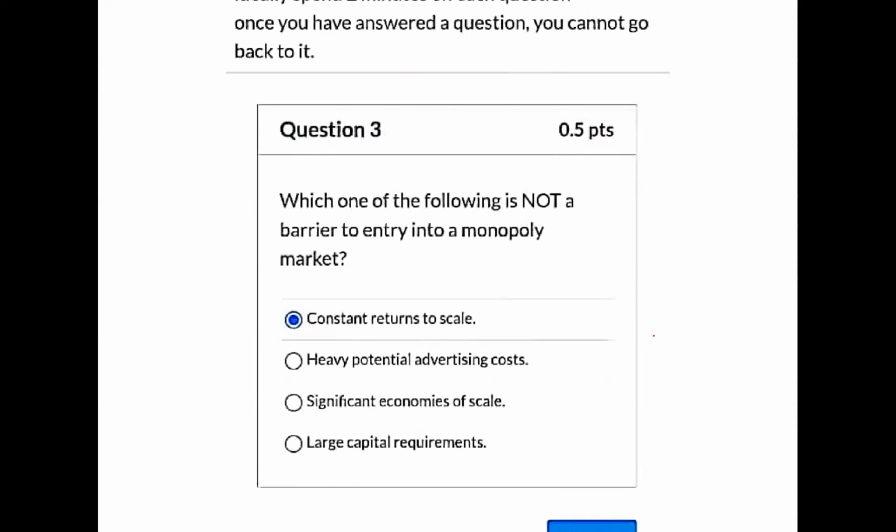Okay. So there are benefits that come when firms grow, as a result of economies of scale. Like once they have grown, they no longer need to advertise because there is some brand loyalty sometimes. It's very difficult for young firms to compete. Therefore, constant returns to scale is not a barrier.